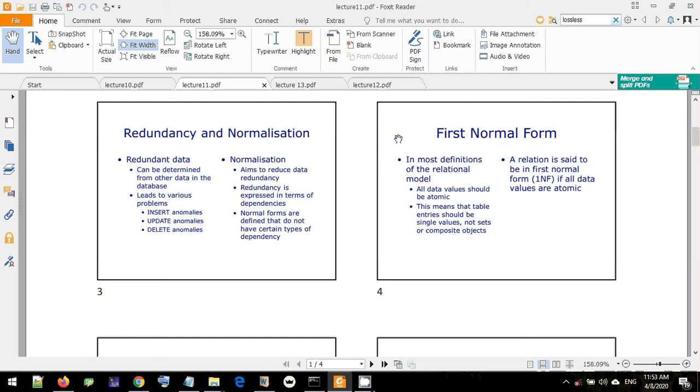Most relational data models define first normal form as data values which are atomic, that is, the entry should have only single values and not composite values. In legal terms, we could say a relation is said to be in first normal form if all the values are atomic.